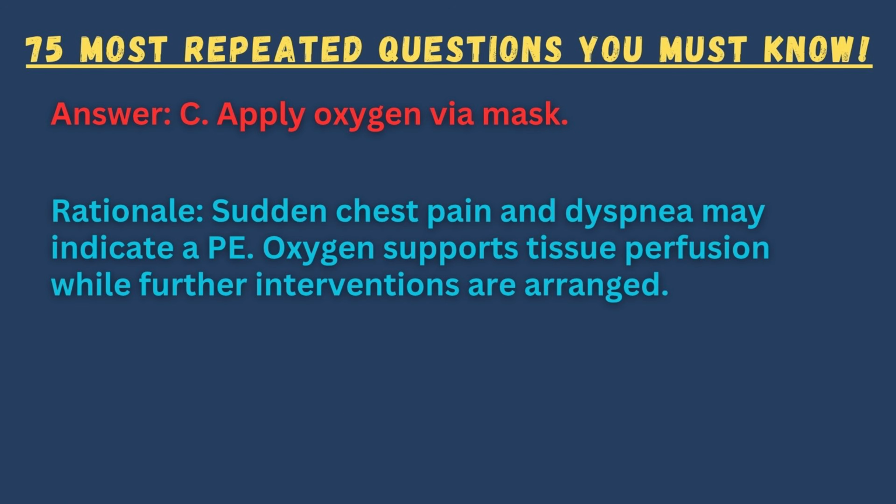Answer: C. Apply oxygen via mask. Rationale: sudden chest pain and dyspnea may indicate a PE. Oxygen supports tissue perfusion, while further interventions are arranged.